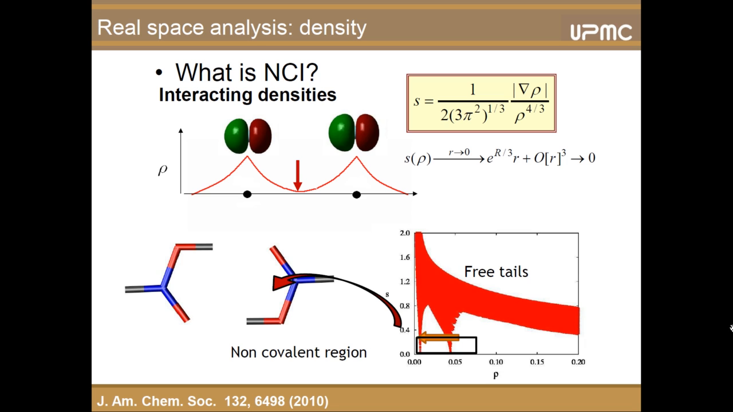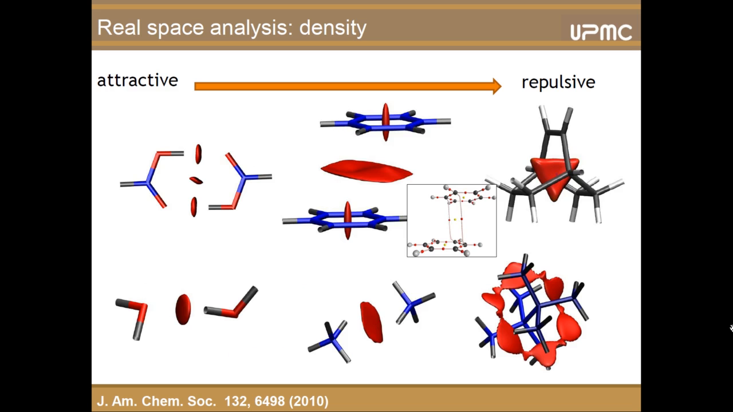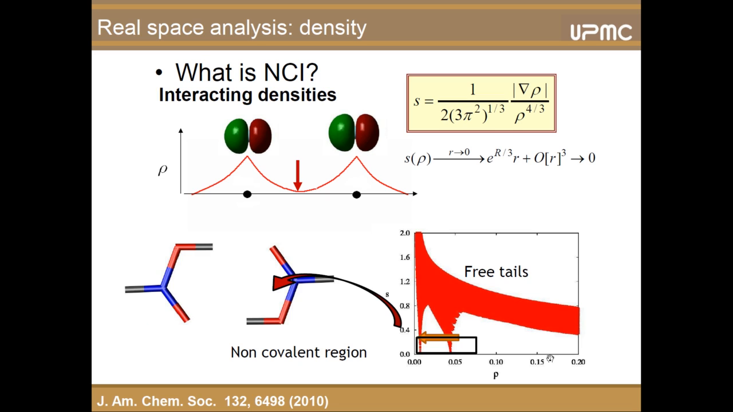What we do then is we choose an iso value for the reduced density gradient, and then we plot it, and that's the kind of picture we get. We get isosurfaces which are related to the non-covalent interactions in the system. Here we have the hydrogen bonds, oxygen with oxygen, and we have dispersive interactions here. I'll show you later how we can identify them.